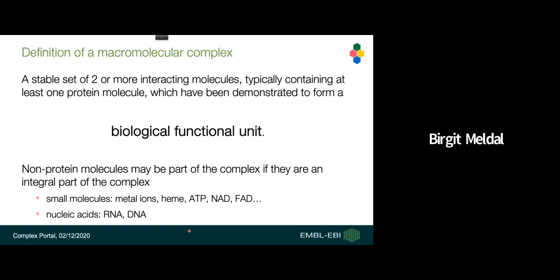Macromolecular complexes don't have to contain proteins. They could be made up of, for example, just RNAs. At the moment, all the entries we have got at least one protein component. But these complexes can also contain non-protein components, like small molecules that often act as cofactors, such as metal ions or nucleotides, and nucleic acids. So any type of RNA or DNA that's absolutely required for the complex to form.